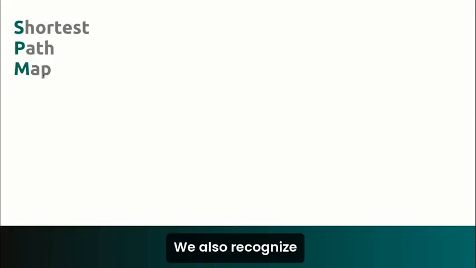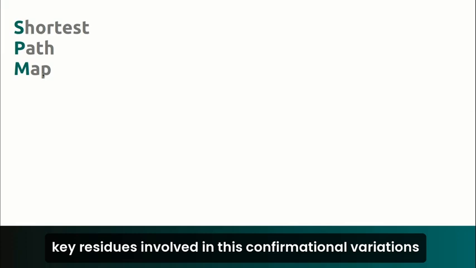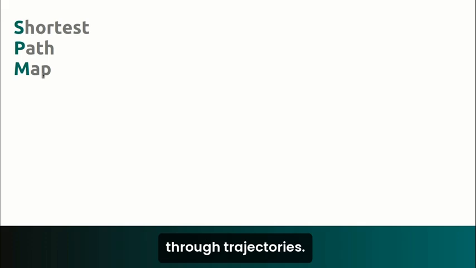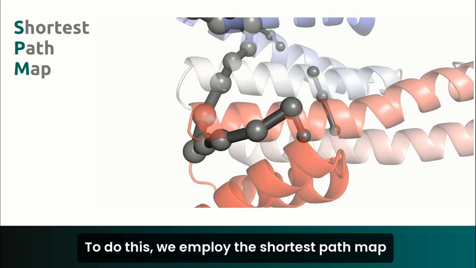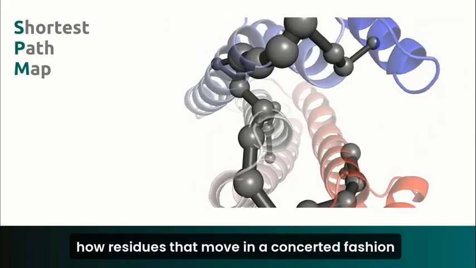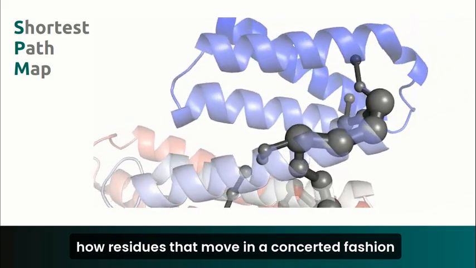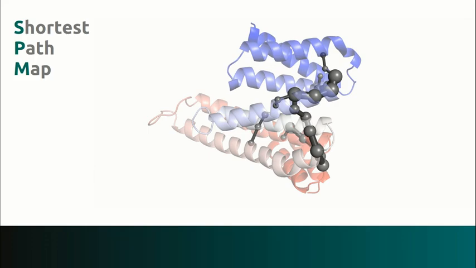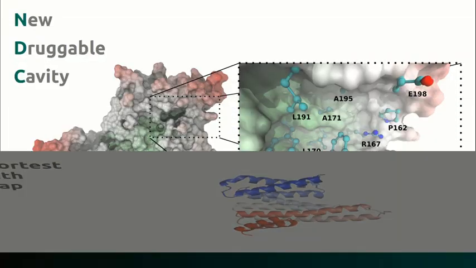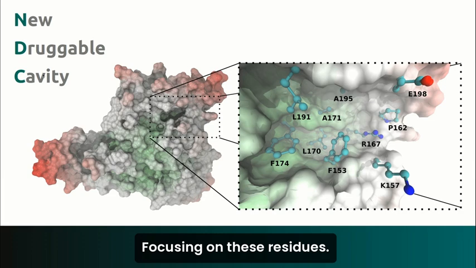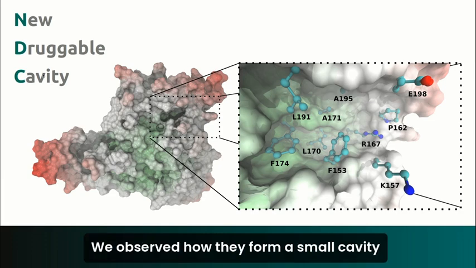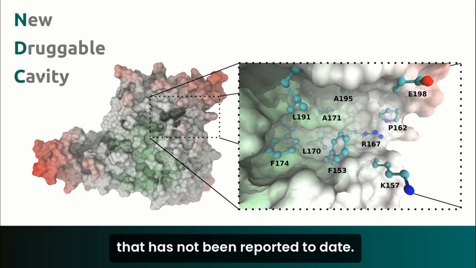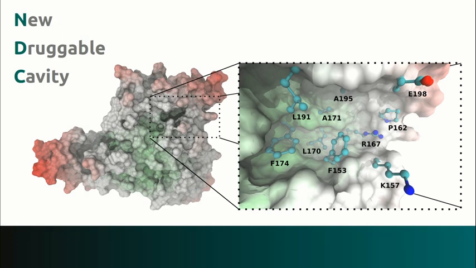We also recognized key residues involved in these conformational variations by measuring their displacement correlation through trajectories. To do this, we employed the shortest path map method and observed how residues that moved in a concerted fashion belong to the binding site but also to the opposite side of the protein. Focusing on these residues, we observed how they form a small cavity that presents a lower residue conservation between paralogs that has not been reported to date.